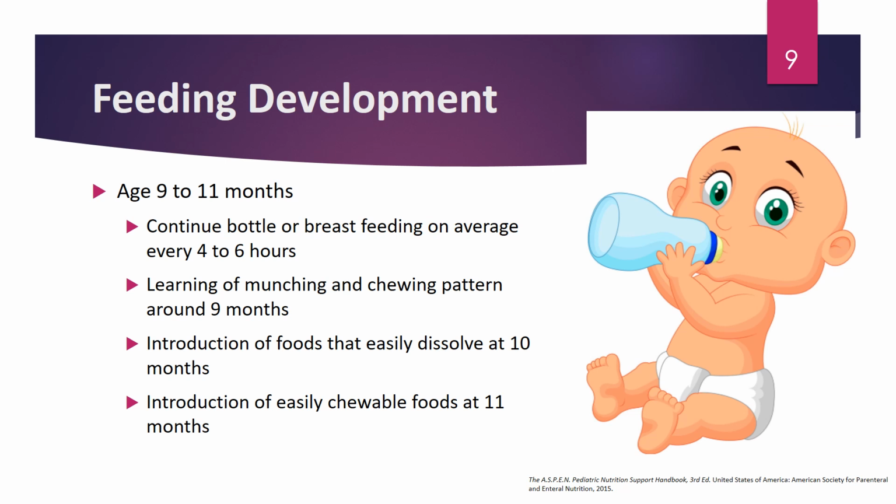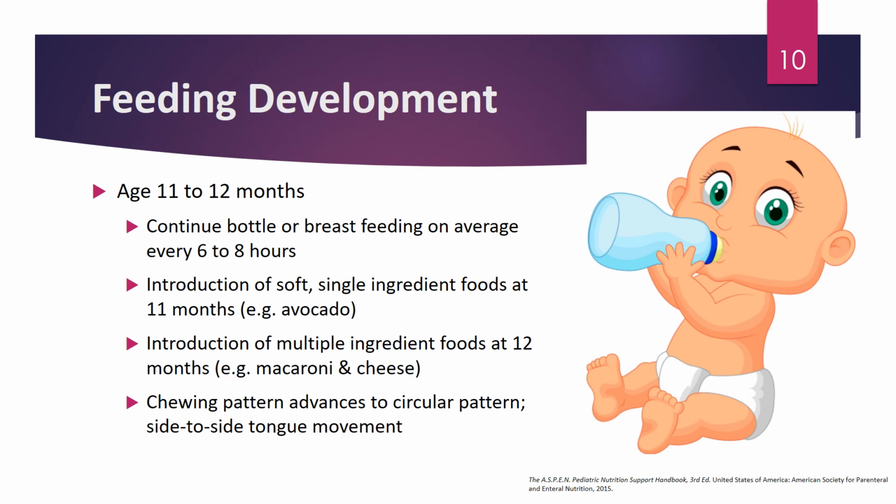For patients who are 9 to 11 months, they continue bottle or breastfeeding on an average of every 4 to 6 hours. And at this point, they're starting to actually learn different movements of their mouth in terms of munching and chewing around the age of 9 months, with introduction of foods that easily dissolve at 10 months and introduction of easily chewable foods at 11 months. So as they learn their mastication techniques or chewing techniques, basically patients are able to easily chew foods a little bit better, especially as they progress in age.